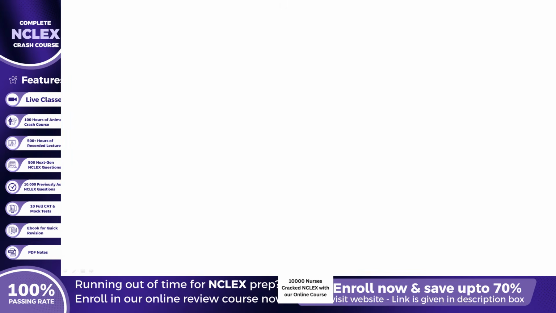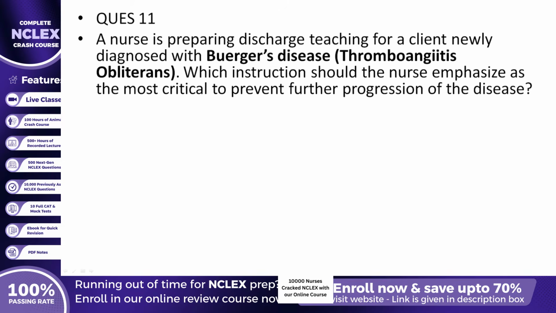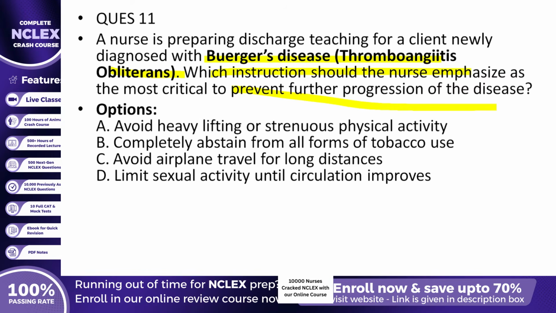Diving into this important cardiovascular nursing concept, let us discuss a discharge teaching scenario involving a client newly diagnosed with Buerger's disease, also known as thromboangiitis obliterans. The nurse must decide which instruction to emphasize as the most critical to prevent further progression of the disease. Here are the available options.